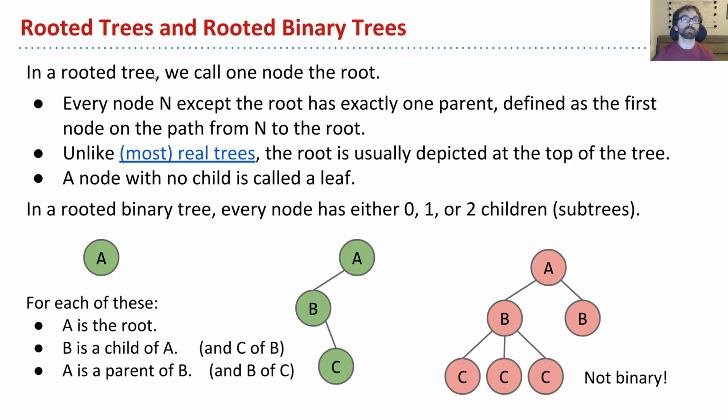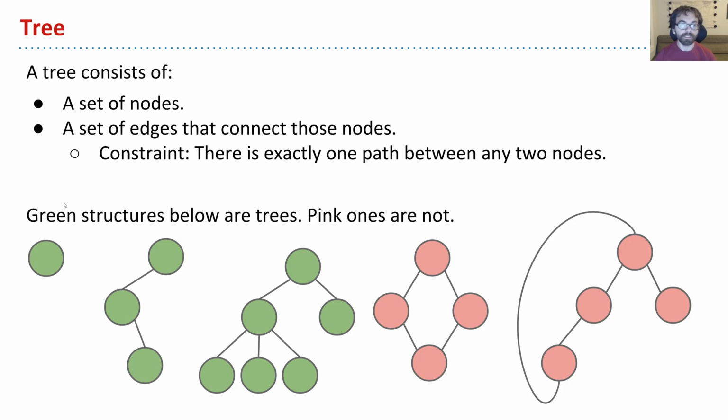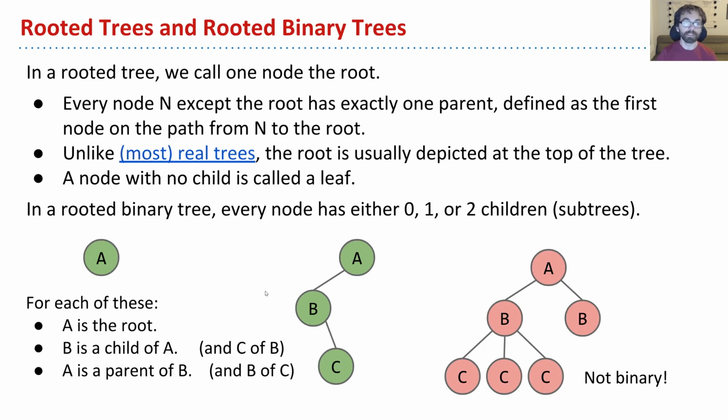Now I should note that a rooted tree is topologically the same thing as a tree. It's the same set of rules. It's just that we've picked one node that we're calling the root. And usually we'll draw the tree with the root at the top. Okay, so that's backwards from real world trees, but that's what we're gonna do. And lastly, a node with no child is called a leaf.